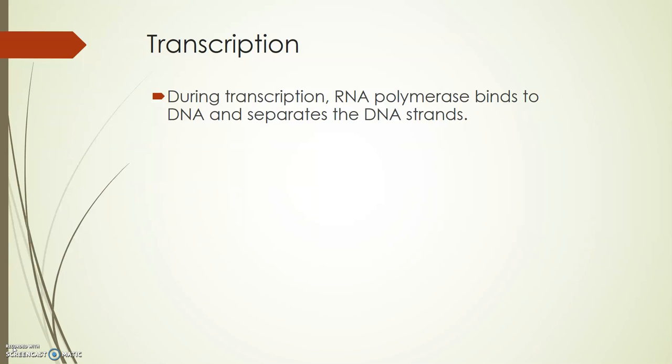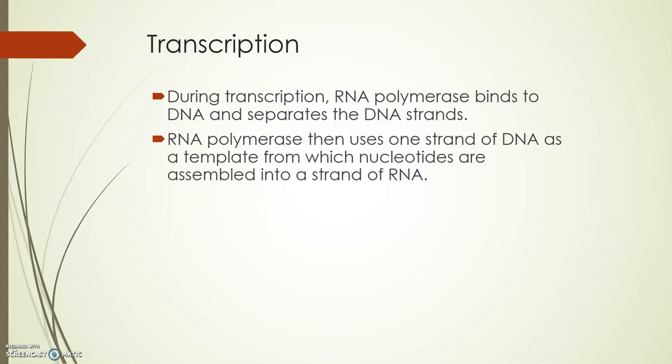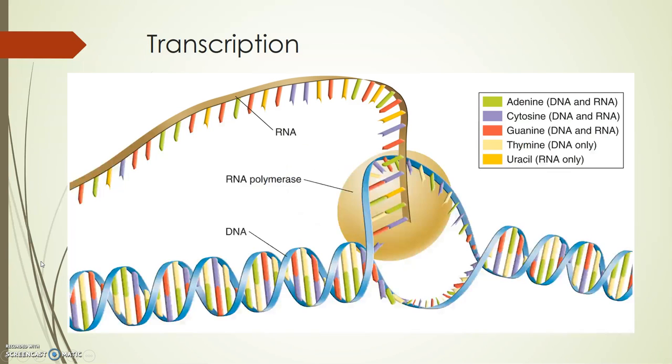During transcription, RNA polymerase binds to DNA and separates the DNA double helix. Once separated, RNA polymerase uses one strand as a template from which the nucleotides are assembled into a strand of RNA. So here's transcription. Notice the DNA double helix has been separated by RNA polymerase. Once bound, RNA polymerase slides along one of the DNA strands and begins attaching nucleotides to it to form the RNA copy. We know that this brown strand is RNA because it is single-stranded, and if you look at the key, you notice that the orange color here, uracil, is present instead of thymine.